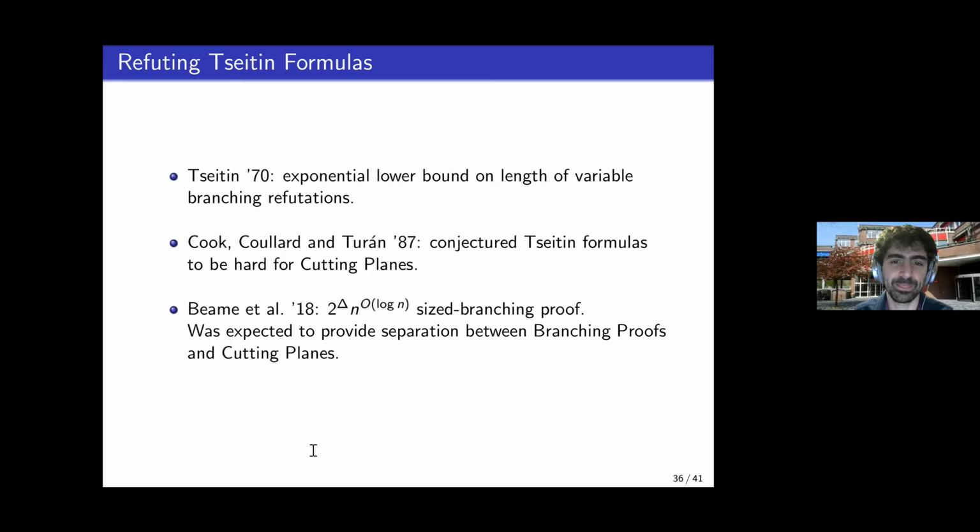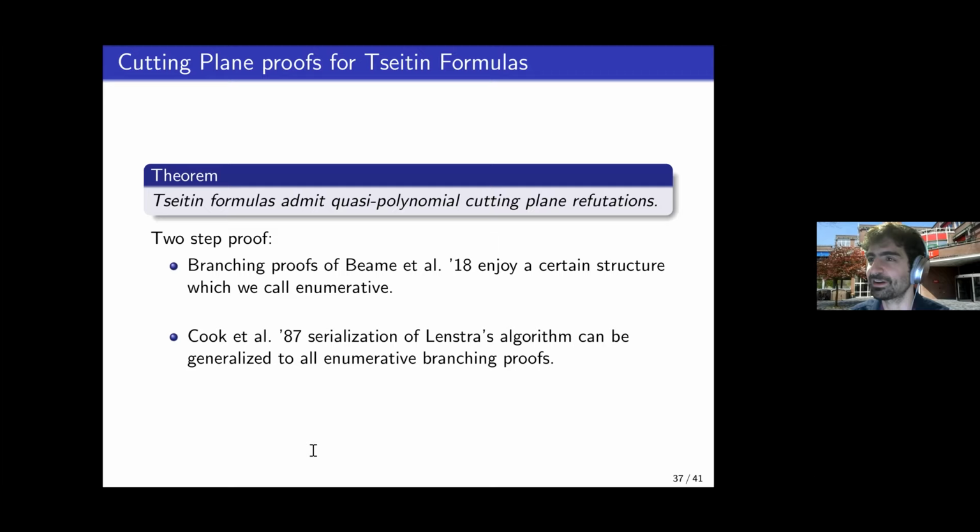And in 2018, Beame et al. came up with a branching proof that was quasi-polynomial size for Tseitin formulas. What they thought they had found was evidence that branching proofs are strictly better than cutting plane proofs, a motivation of why branching proofs are awesome and give a separation from what you might expect to do with cutting planes. What we showed is that the proof that Beame et al. came up with for branching proofs can be converted into a cutting plane proof directly. So there is, as of yet, no separation between branching proofs and cutting plane proofs. And in particular, Tseitin formulas have quasi-polynomial size cutting plane proofs.